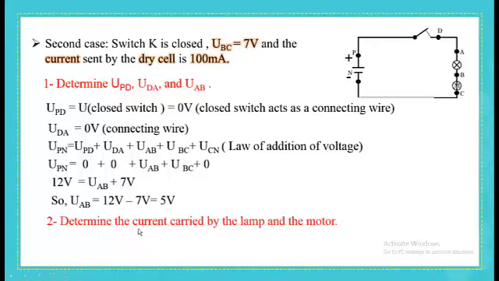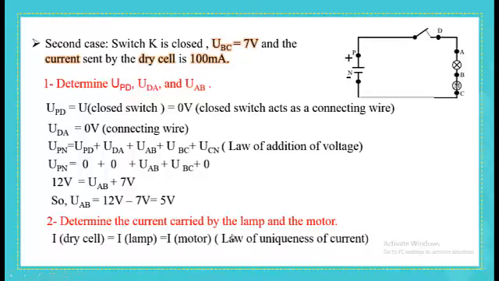Now the question is about the current which is traversing the lamp and the motor. Think about the laws related to current and keep in your mind that in this circuit the components are in series. So yes, according to the law of uniqueness of current in series grouping, the current that is traversing the lamp, the current that is traversing the motor is equal to the main current, which is 100 milliamperes.